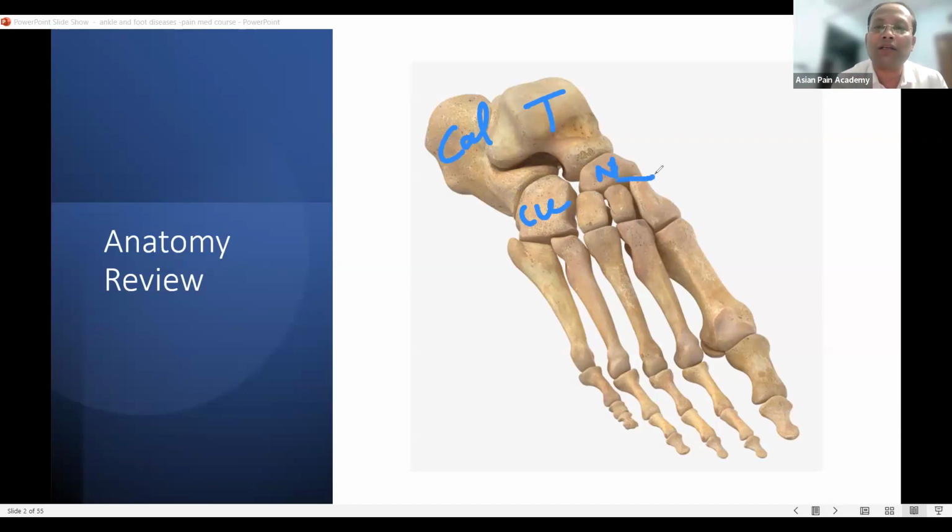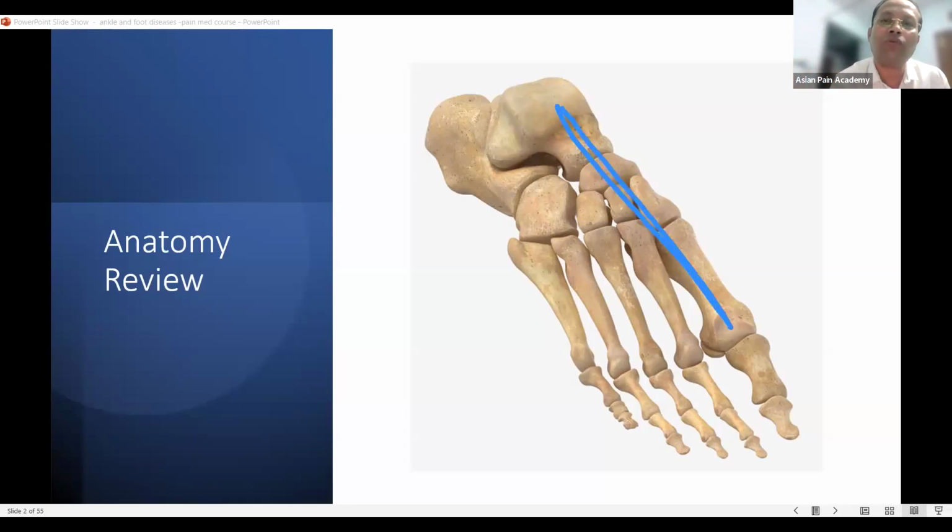And what are the three stairs? These are the cuneiform bones. So these are the three stairs. Okay, so in this way we can remember all the bones. Whenever we do ultrasound, we will focus at the talus. So we will know that just in front of the talus bone, the bone which we can find is simply the navicular bone.